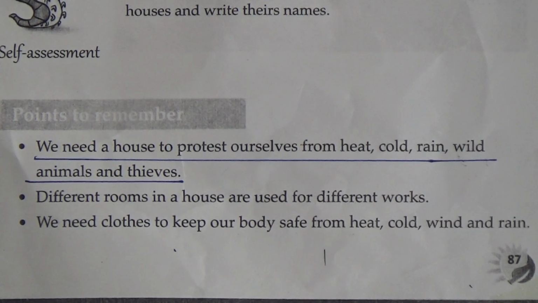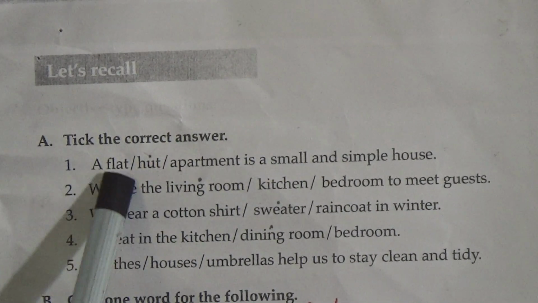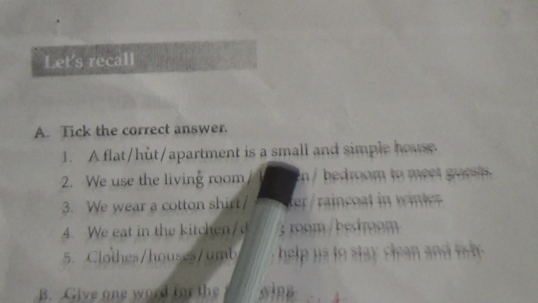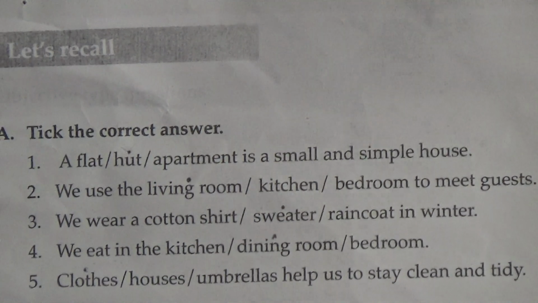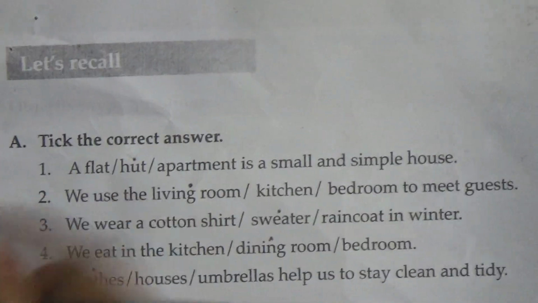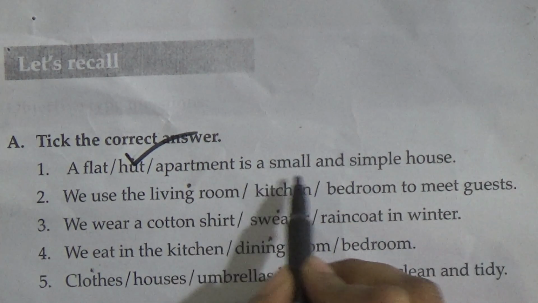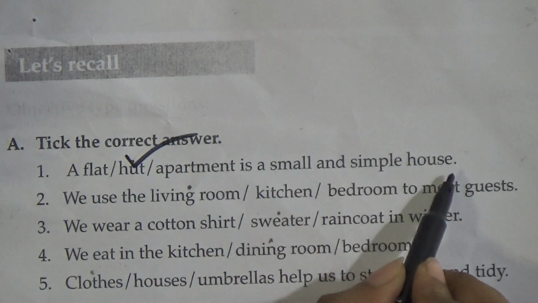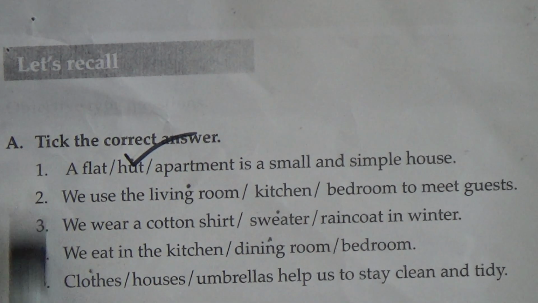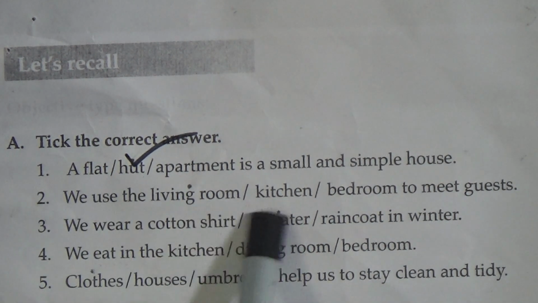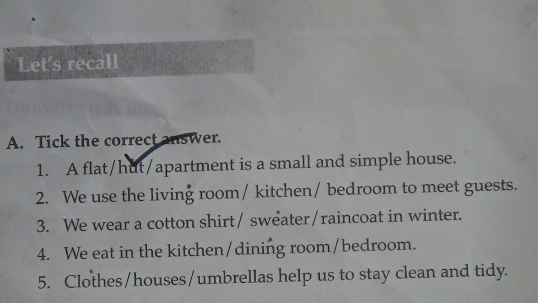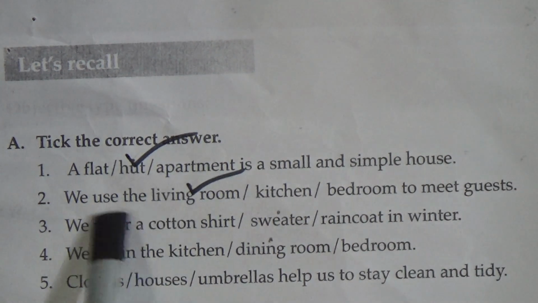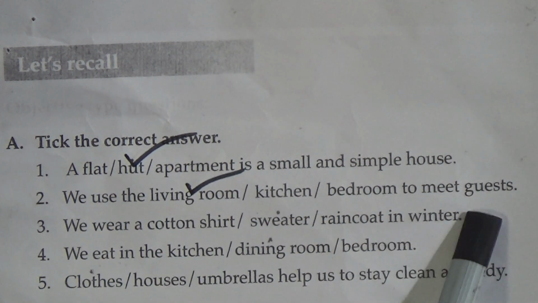Now the exercise. A. Tick the correct answer. Number 1. A flat, hut, apartment is a small and simple house. The answer is a hut. A hut is a small and simple house. Number 2. We use the living room, kitchen, bedroom to meet guests. Here the answer is living room. We use the living room to meet guests.